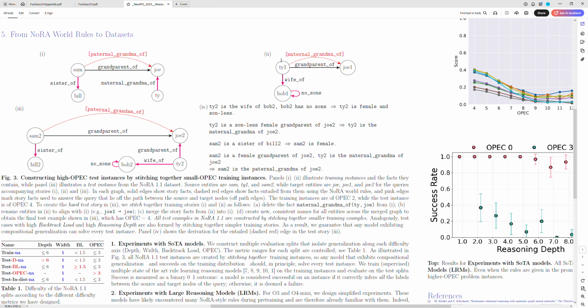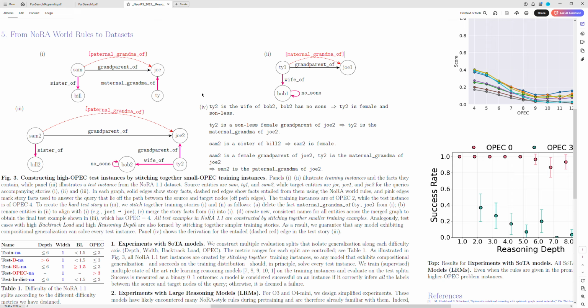Let's go to the second training instance, which is this one. Once again, the bold edges are the story facts. And the query is, what is the relationship between Ty1 and Joe1? So here Ty1 is the wife of Bob1 and Bob1 has no sons. So from that you can conclude that Ty1 has no sons and Ty1 is female. So Ty1 is a female grandparent of Joe1, and since Ty1 has no sons, Ty1 must be a maternal grandmother of Joe1. So that's how you discover this hidden entailed relationship between Ty1 and Joe1, and that helps you solve the query.